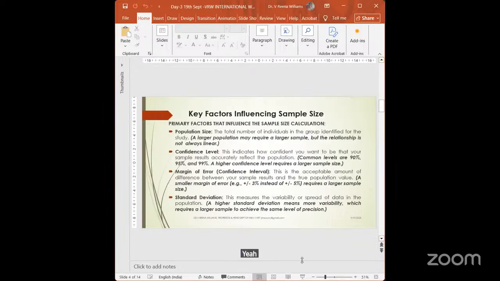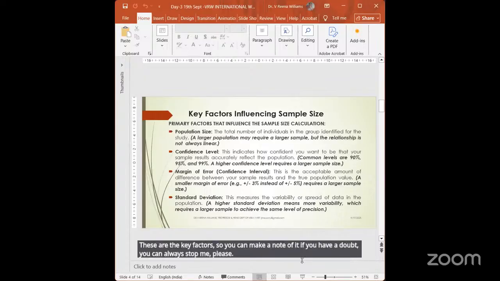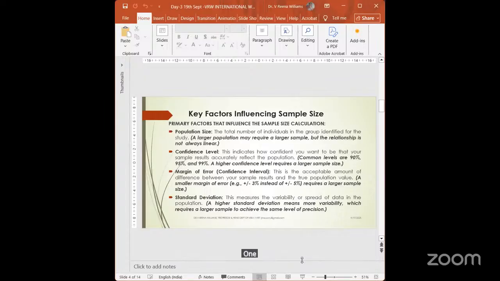What are the key factors that influence a sample size? How does it influence you to choose 50 or 300 or 800 or 1000? These are the key factors, so you can make a note of it. If you have a doubt, you can always stop me, please. One is the population size.